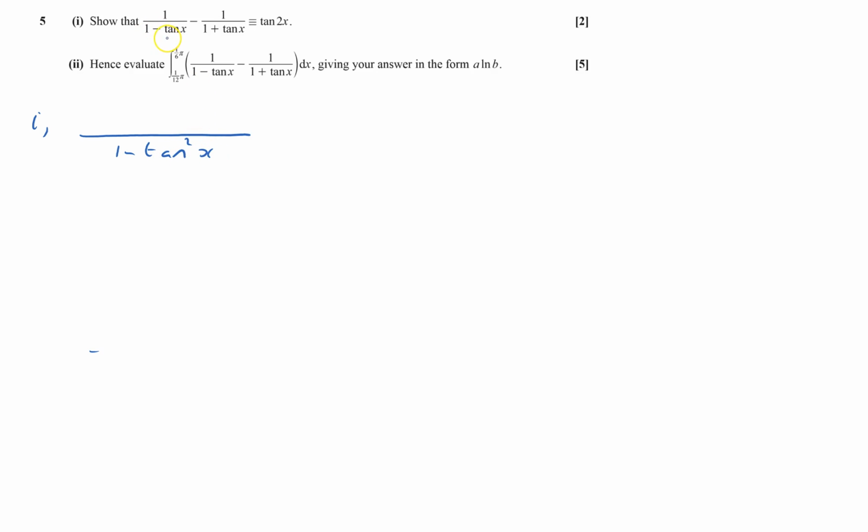This first one here, I'll have to times top and bottom by 1 plus tan x, so that'll give me 1 plus tan x, and then it's going to be minus, got to times top and bottom by 1 minus tan x, so that'll be 1 minus tan x.